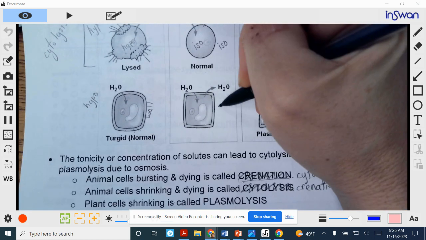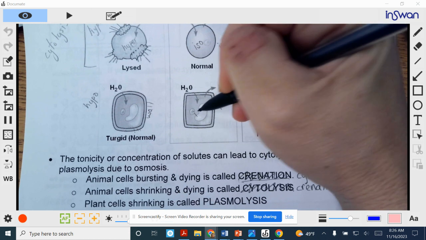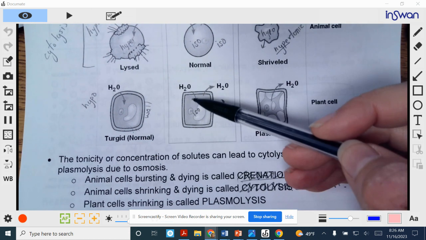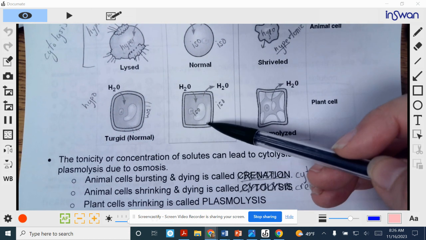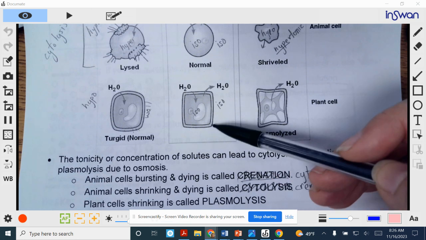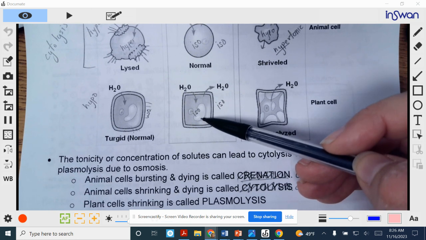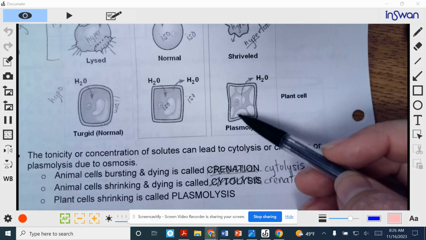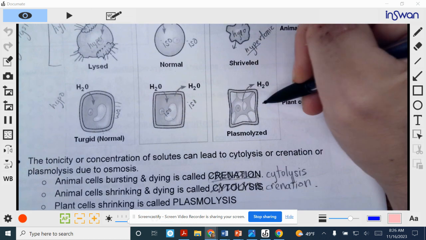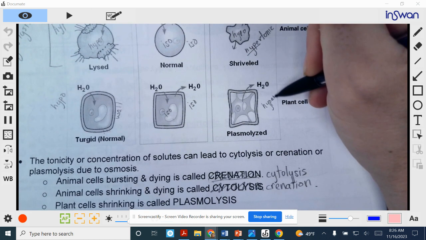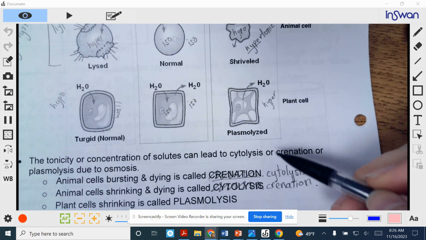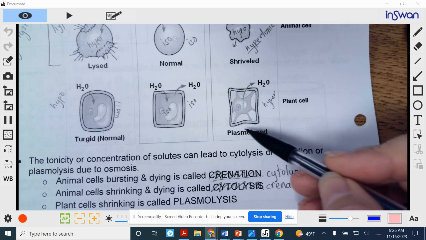If we put an isotonic solution on our cells, then some water will go in, but some water is going to go out. And we're going to get a little bit of a squishy plant cell here because we don't get a lot of pressure buildup inside that cell. If you put cells in a hypertonic solution, water is going to go out to the hypertonic solution, and these plant cells are going to shrivel up.